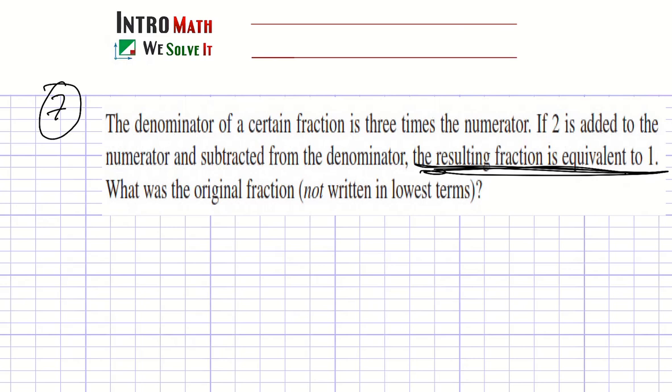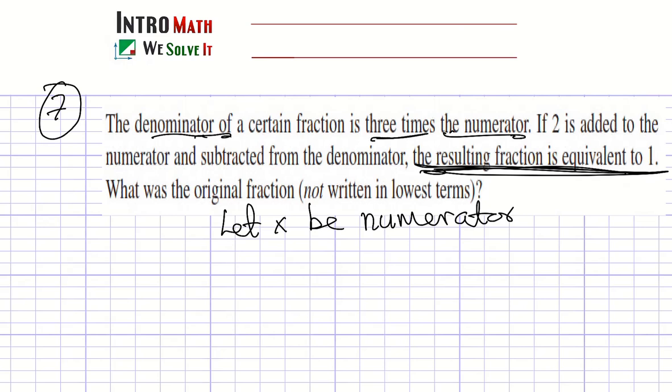The denominator of a certain fraction is 3 times the numerator. We say let x be the numerator. See, you know the routine now, right? Because they're comparing denominator to numerator. They say the denominator is 3 times the numerator. So now, if that's the numerator, then the denominator, according to what they say there, is 3 times, okay, 3x.